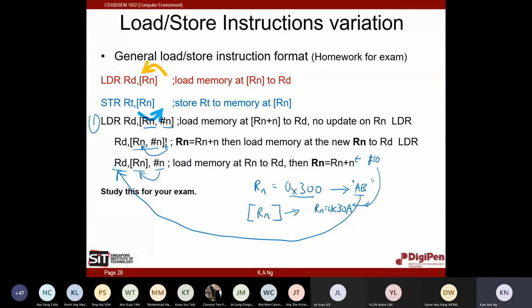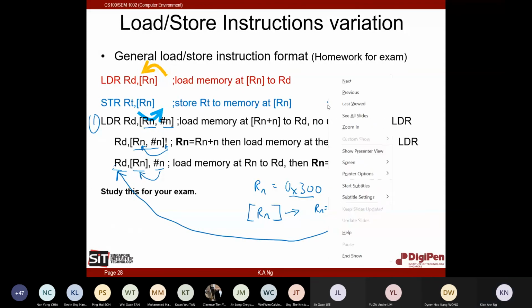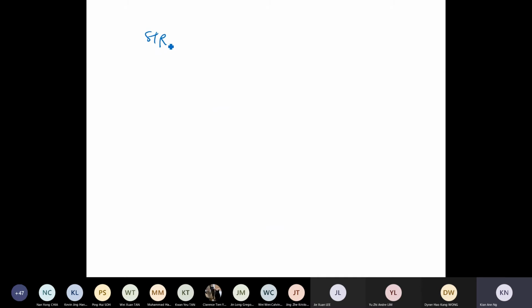The question is for store R0. Maybe I just write here. Just bear with me in my handwriting. Let me find a white space. So the class may overrun for a while. All right. So for store R0, R1, 12. Why is it the same as LDR? I don't get the question.